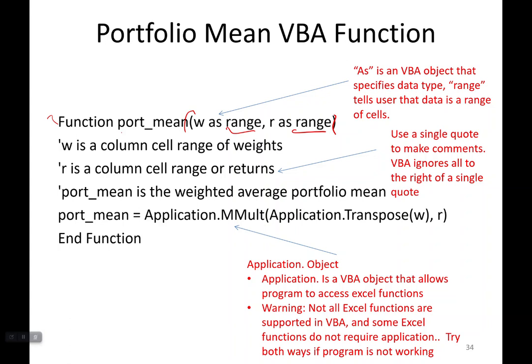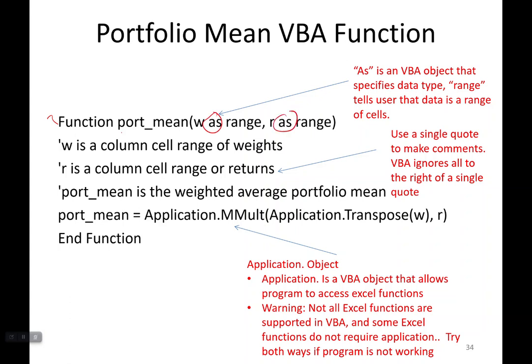So when you use the word as, you're telling VBA that this variable is going to have a certain type, and that type is going to be a range of numbers. Now the type could also be things like whole numbers or floating decimals. Range just means VBA should be expecting a range of cells. So that's the first thing I want to talk about.